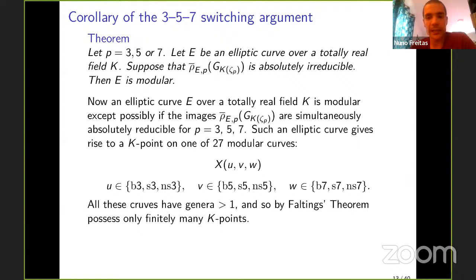So what are the exceptions to this theorem? This would mean an elliptic curve whose image modulo P for 3, 5, and 7 simultaneously is not sufficiently large. In that case, it would give rise to a K point in 1 out of 27 modular curves that we can write down as X of U, V, W, where U, V, and W belong to these sets: the Borel at 3, the Borel at 5, Borel at 7, or normalizer of split Cartan, or normalizer of non-split Cartan. For any of the possible 27 combinations, these curves have genus greater than 1, and so there are only finitely many K points on them due to a theorem of Faltings.